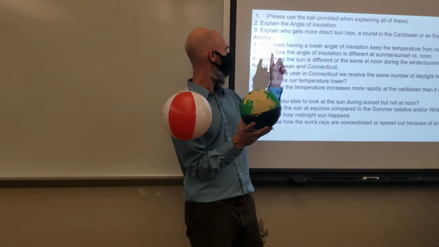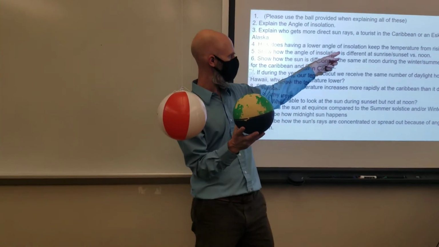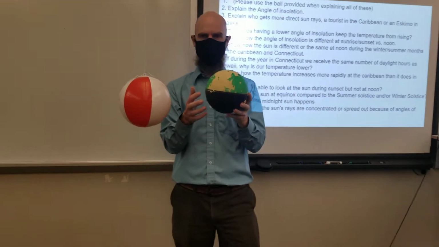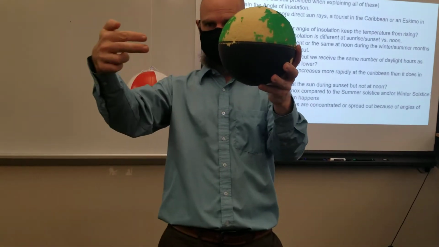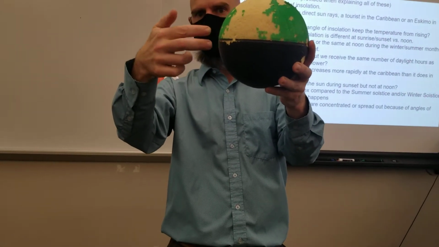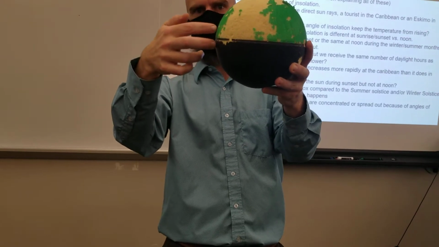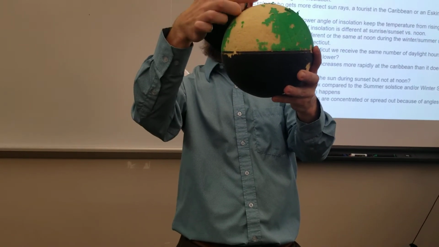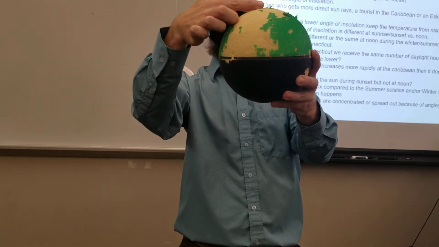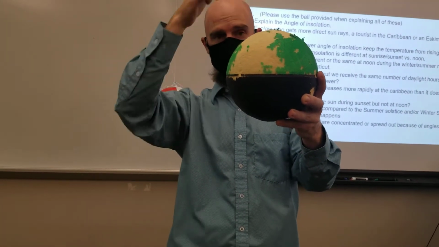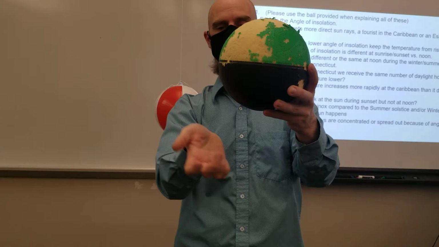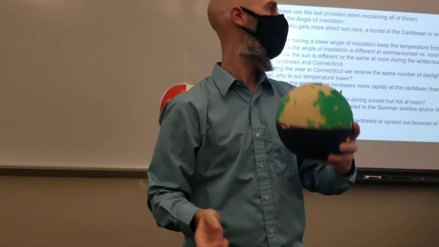The Eskimo in Alaska gets more indirect sun rays. They get spread out. How does having a lower angle of insolation keep the temperature from rising? Here's the Earth. As the sun hits directly on the Caribbean, that's going to raise the temperature much more because the sun is stronger than up here, where the sun hits and gets spread out. So the temperature is going to be lower up in the northern hemisphere and the southern pole.